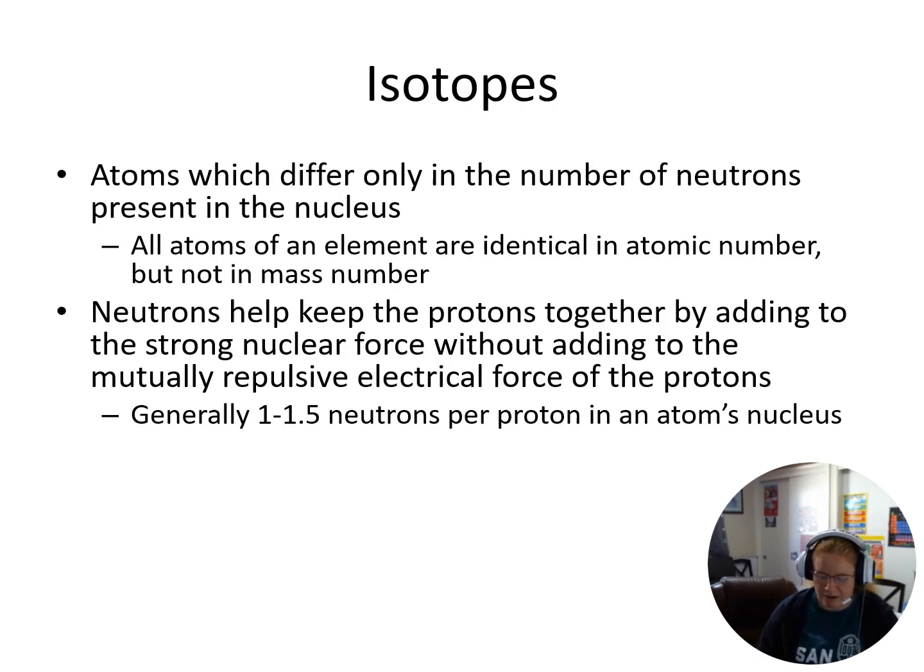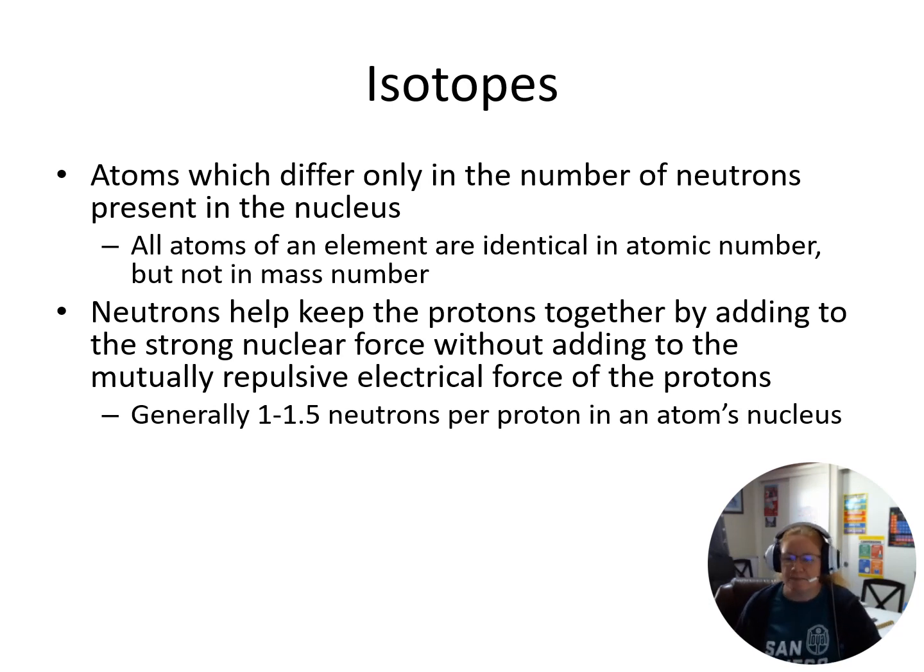So when we look at isotopes, the definition of an isotope is atoms which differ only in the number of neutrons present in the nucleus. So atoms of an element identical in atomic number, but not in mass number. Neutrons keep the atom together by buffering the strong nuclear force without adding to the fact that if I have a positive charge and a positive charge, those repel each other. And so we have these neutral neutrons peppered throughout that help hold everything together. They're kind of like our atomic glue, our nuclear glue.